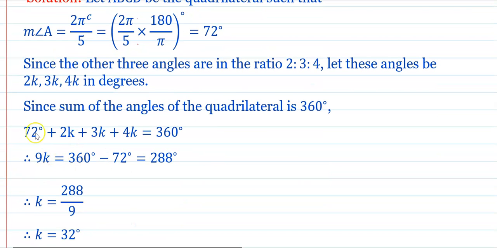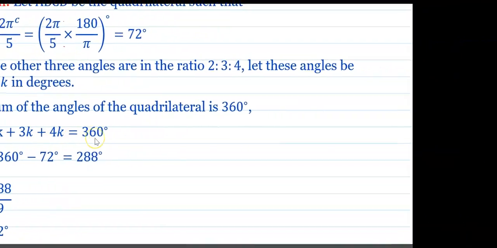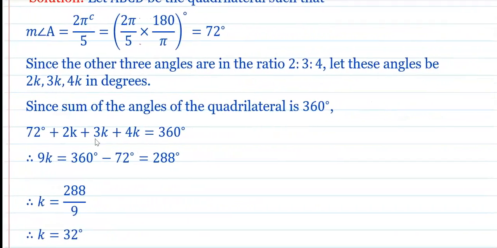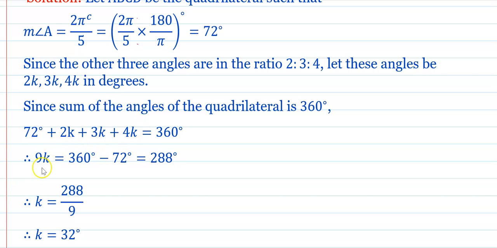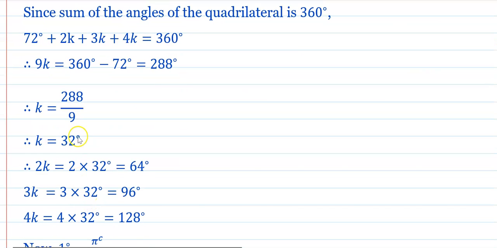Now the sum of the angles of the quadrilateral is equal to 360, and hence here 72 degrees plus 2K plus 3K plus 4K is equal to 360. Now here 2K plus 3K is 5K, plus 4K is 9K, and therefore 9K is equal to 360 minus 72. You will get 288, and hence 9K is equal to 288, and hence K is equal to 288 upon 9, and hence you will get K is equal to 32 degrees.